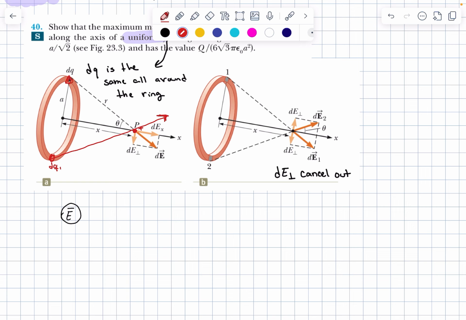Same thing for this dq. It's going to be repulsed in this way. And because of the uniformity, the circular nature of this situation, all of the perpendicular parts of the electric field are going to cancel out, and we are going to be left with a net electric field pointing in the x direction. So if we were to write that out, we would say this.